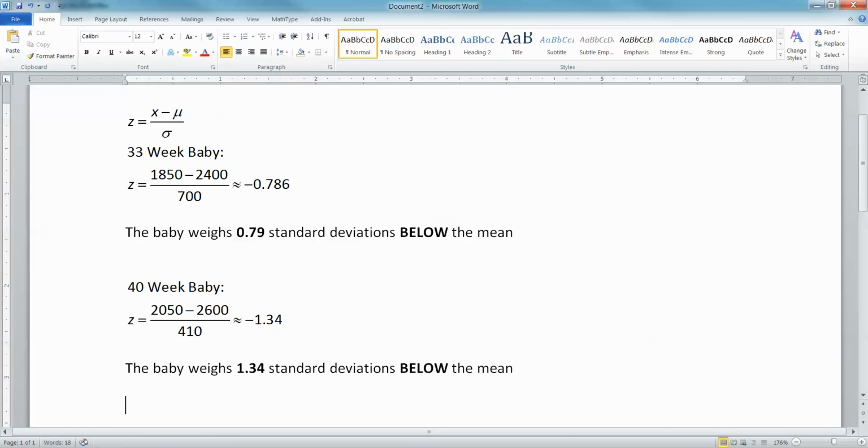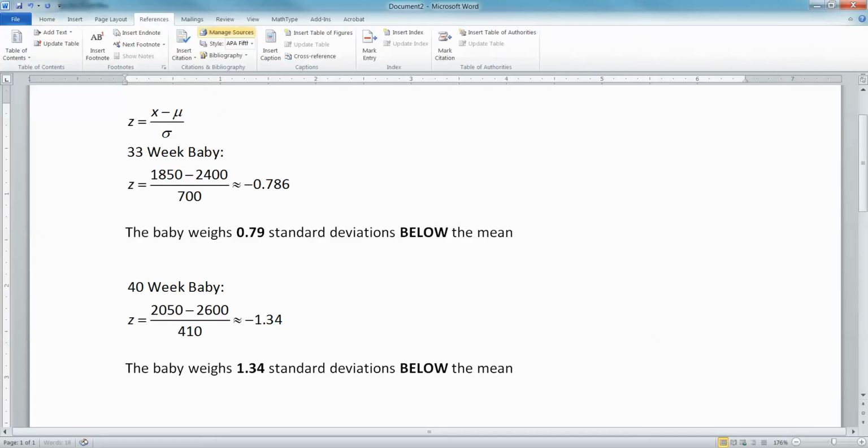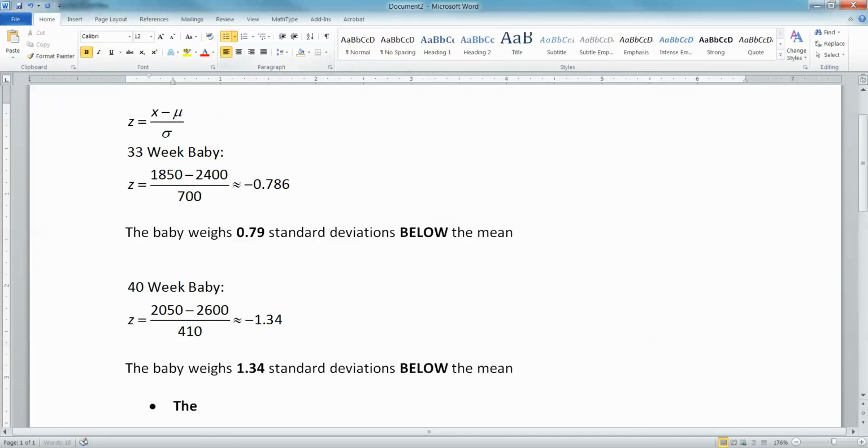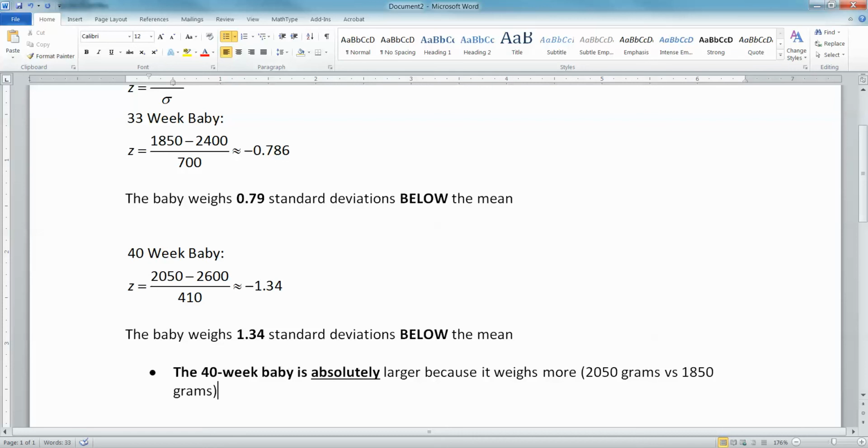One other thing to think about. So the 40-week baby, and I know it didn't ask this question here, but something to think about for an exam, say. The 40-week baby is absolutely larger because it weighs more, right? It weighs 2050 grams versus 1,850 grams for the smaller baby, okay? So in absolute terms, it's a bigger baby.